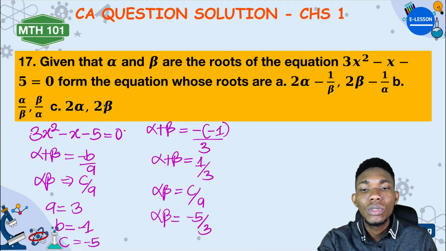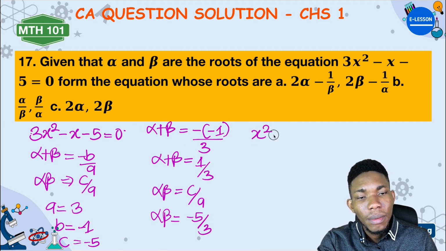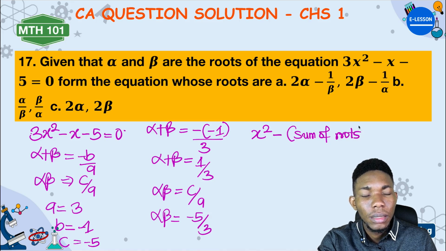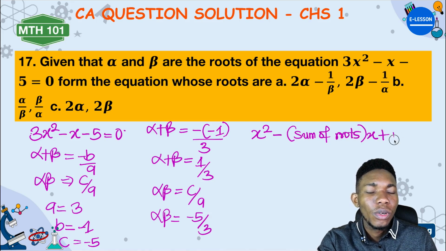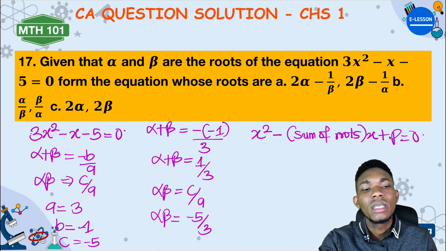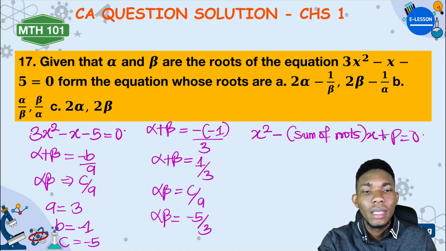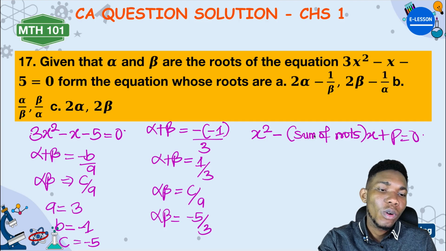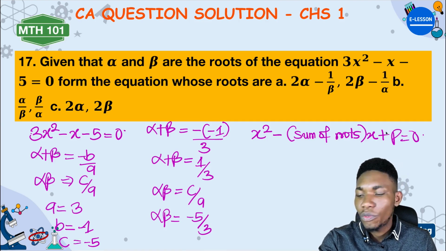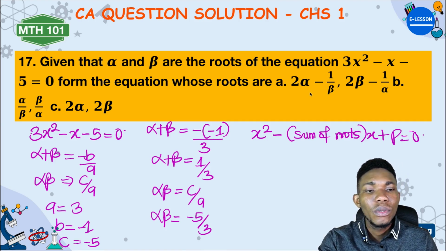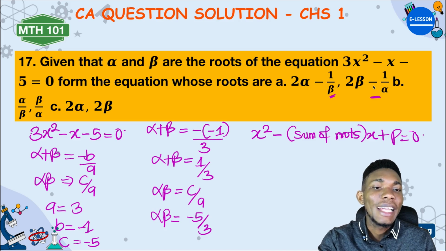Now, how do you get the equation whose roots we are given? It's usually x squared minus the sum of roots, the sum of the roots you got, bracket x, plus the product of roots is equal to 0. Is that okay? X squared minus sum of roots, bracket x, plus the product of roots is equal to 0. Now, they gave you two roots. They gave you this root and this root. So you must look for their sum first, then their product.